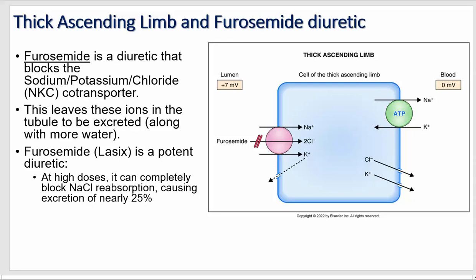This is a slide looking at the sodium potassium chloride co-transporter. So we've already mentioned this. Furosemide is a diuretic that blocks it. So if we block this, then we don't have reabsorption of sodium, we don't have reabsorption of chloride, and we don't have reabsorption of potassium. Okay.